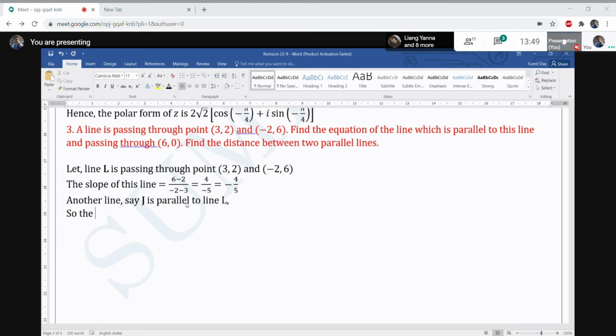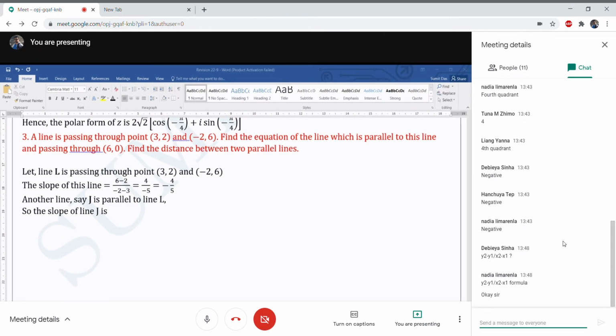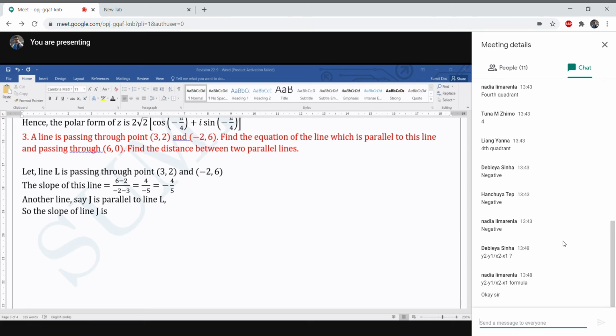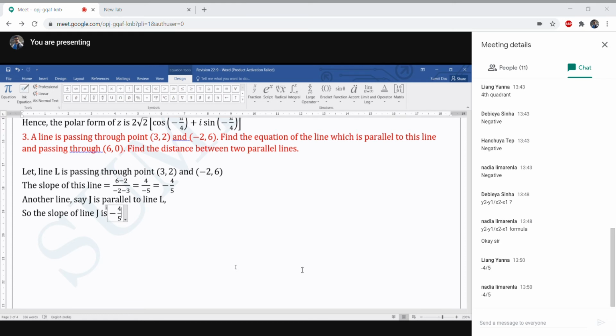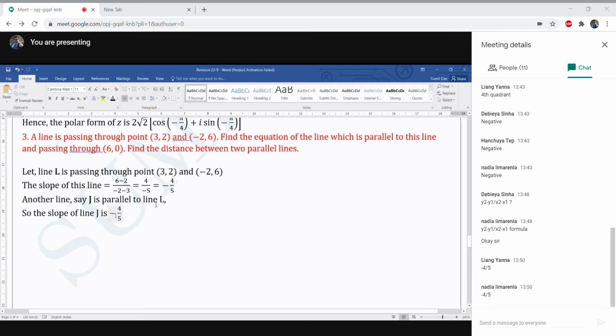What will be the slope of line J? If J and L are parallel, what will be the slope? Yeah, same. You know this, but you don't know how to apply it. You know everything, but it is high time you wake up and practice more and more. Whenever a line is passing through two points, you have to find the slope. Then he says it's parallel to this line, so we got the slope of line J. It is passing through another point, 6 comma 0. Then what do we have to do? We have to use the point-slope form.